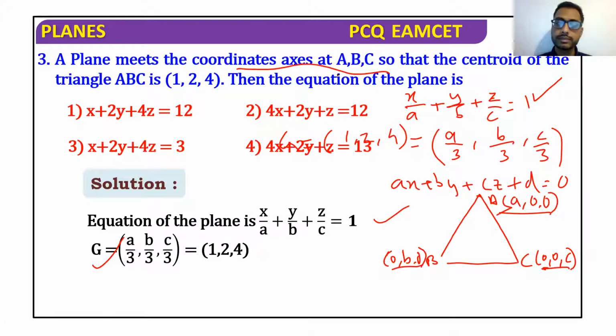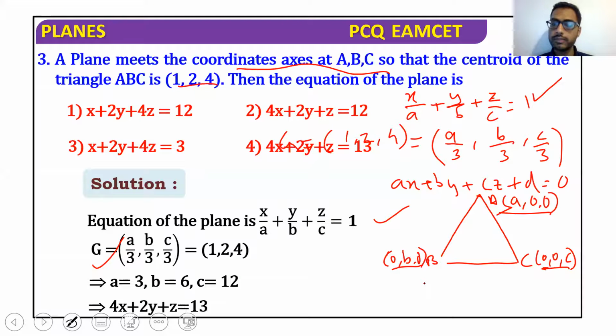Perfect. So we have a centroid. Also the centroid is given as this. So we just equate to get the values of a, b and c. Once we have the values of a, b and c, we can again substitute those values in here to get our equation of the plane. Go through the question.